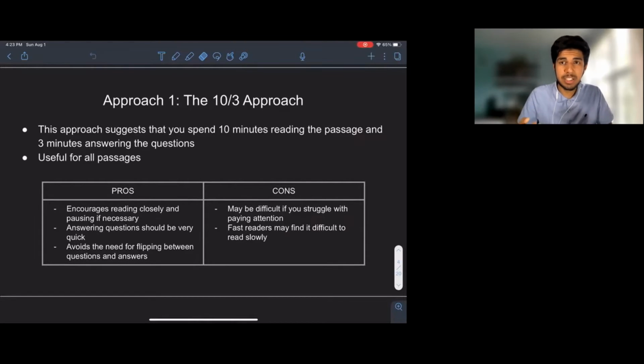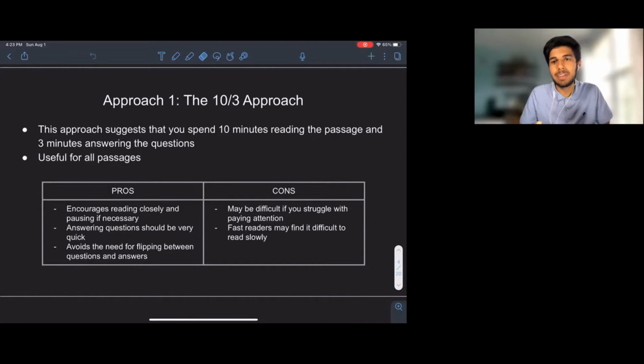Lastly, because we're reading so closely and we're getting so much information, it avoids the need for flipping between the questions and answers. Sometimes when we're reading too quickly, we get to the questions and then we forget some of the information from the passage, so we have to flip the pages back and forth. Not only is that a distraction to other students, but it also wastes a lot of time for you. So this is why I really like the 10-3 approach.